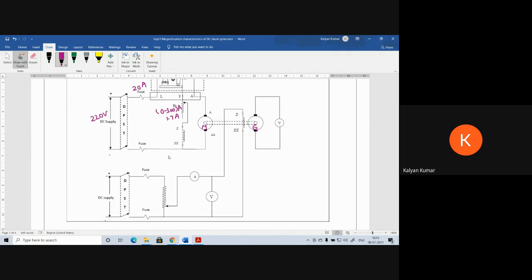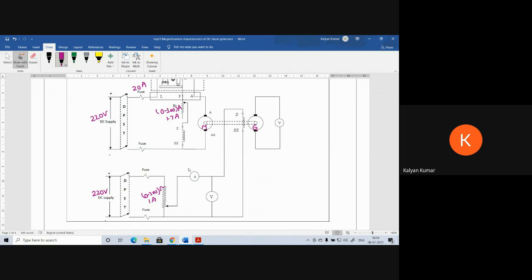Now we'll move to the generator part. Here, the rated voltage that we are going to give as input to the field circuit is 220 volts, and we are using a potential divider in order to apply a variable voltage to the field circuit. As the rated field current of the shunt generator is 1 amp, the potential divider that we are going to use should also withstand up to 1 amp. So I am using the same 300 ohms, 1 amp potential divider.